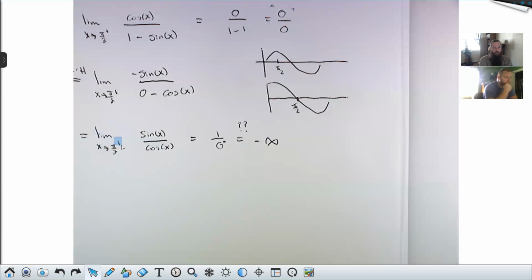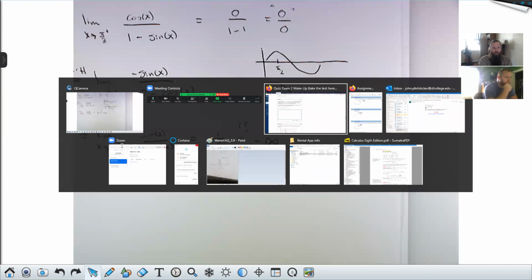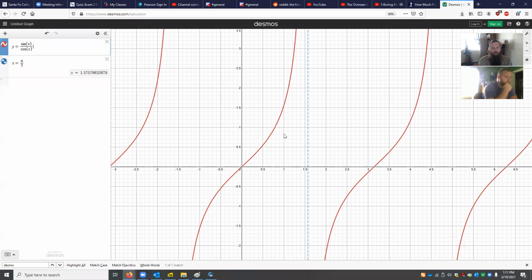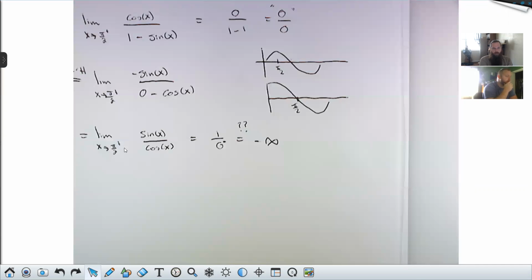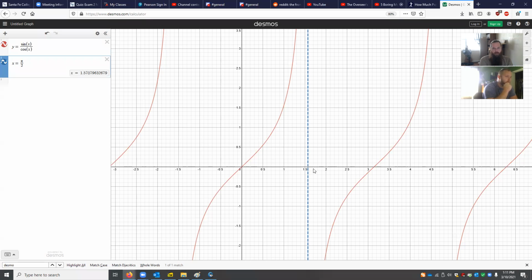Pi over 2, and we're doing it from the right. So in Desmos, here's pi over 2. This blue line is x equals pi over 2. I can approach from the left, coming in like this, or I could approach from the right, coming in like this. The positive plus here tells me to come in from the right. So I want to sneak in from this way. That means I'm along the red graph coming towards this from the right. Okay, I see it now.